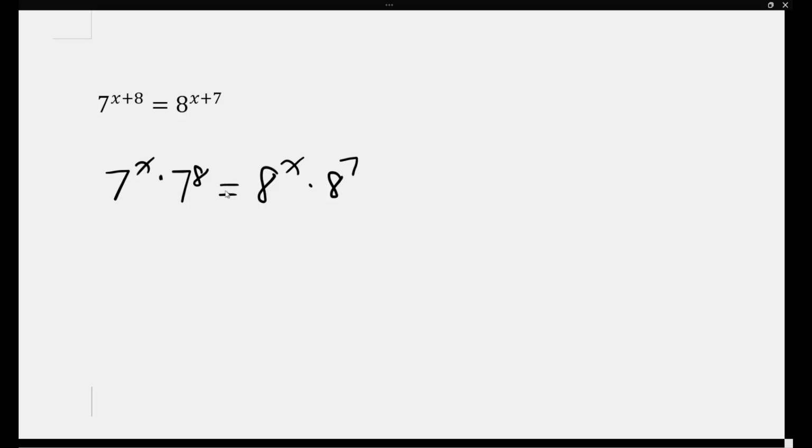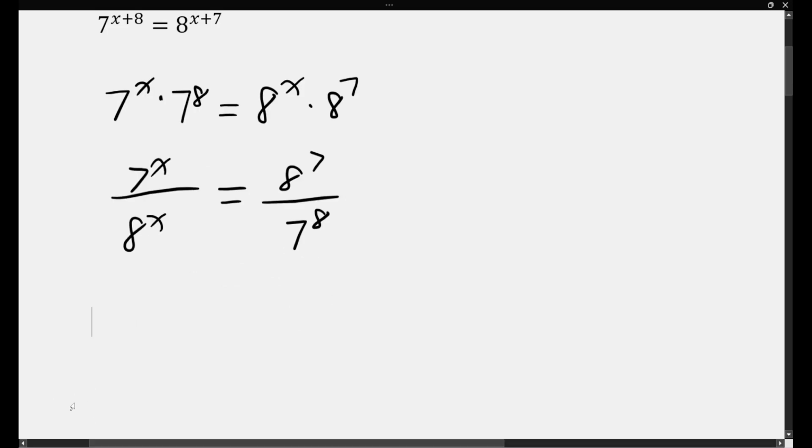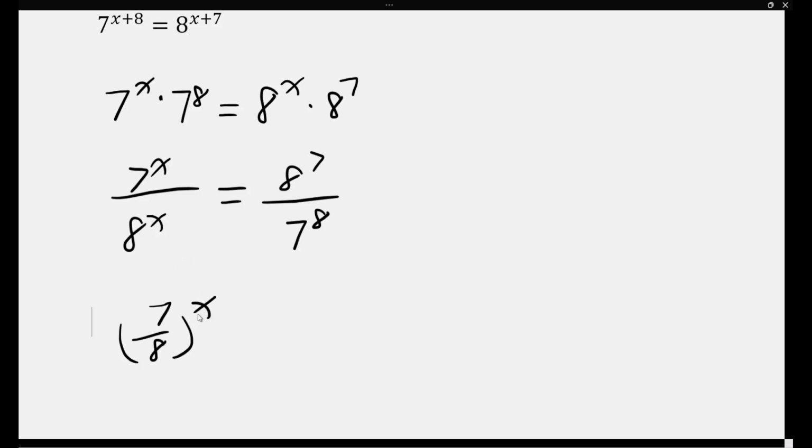So now we move everything to the left: 7 to the x and 8 to the x, we divide, so 7^x over 8^x equals 8^7 over 7^8. Now we rewrite it in another form: 7 divided by 8, to the exponent x, equals the right side, 8^7 over 7^8.